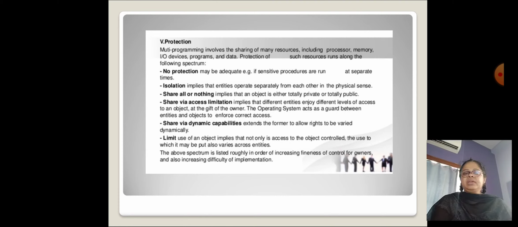Share via dynamic capabilities extends the former to allow rights to be varied dynamically. Limit use of an object implies that not only is access to the object controlled, but the use to which it may be put also varies across entities. The above spectrum is listed roughly in order of increasing fitness of control for the owner and also increasing difficulty of implementation.